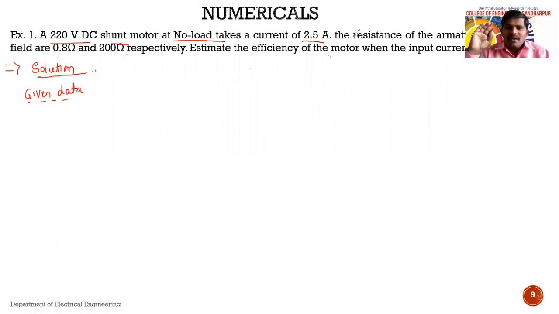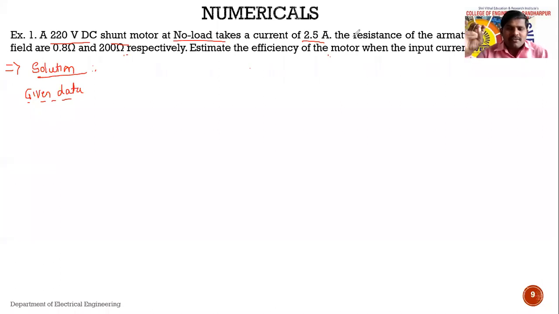Then speed: we are maintaining the speed of the motor at a constant value or a rated speed, so this speed is also obtained. And after hot condition we are measuring the armature resistance, right? And after that, by conducting the no load test we are able to calculate the constant losses, right?